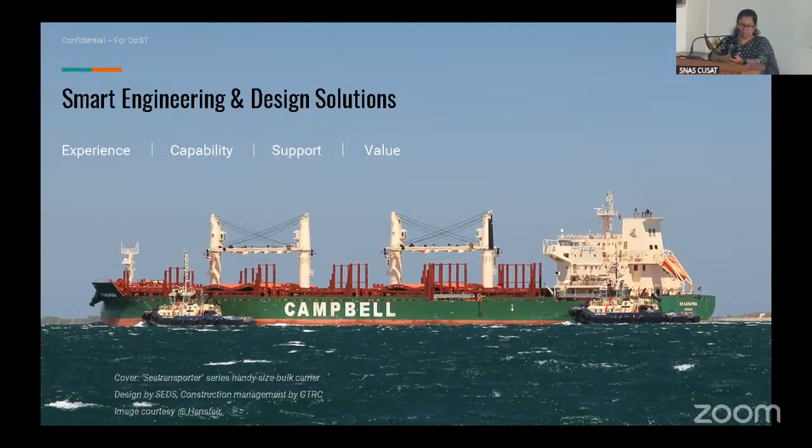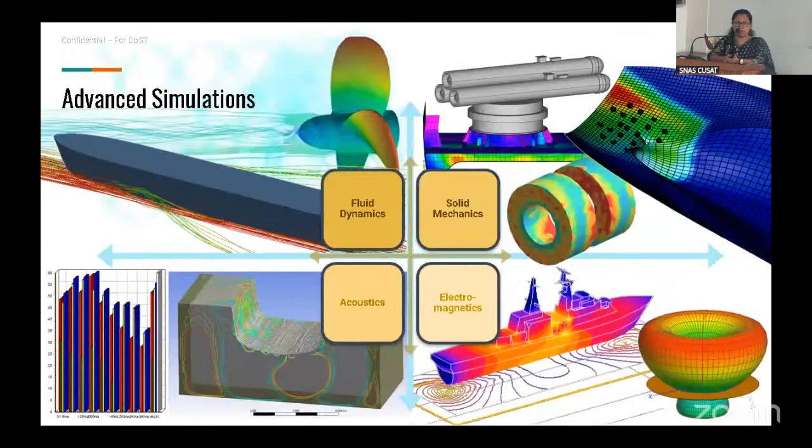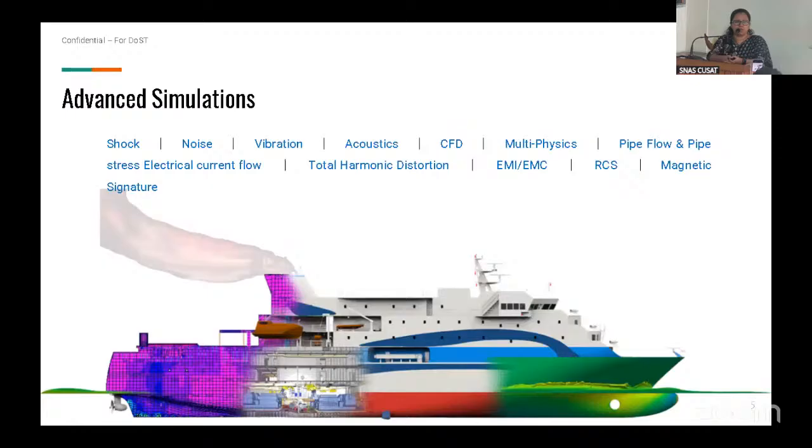So into the presentation. These are some of the pioneer projects, deliveries, and works we have been carrying out throughout the last 2 decades. Coming to advanced simulations, there are mainly 4 areas: fluid dynamics, acoustics, solid mechanics, and electromagnetics, of which solid mechanics is my area of interest. These are some of the advanced simulation services that we provide at SETS.